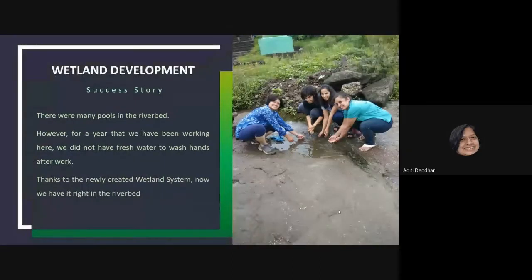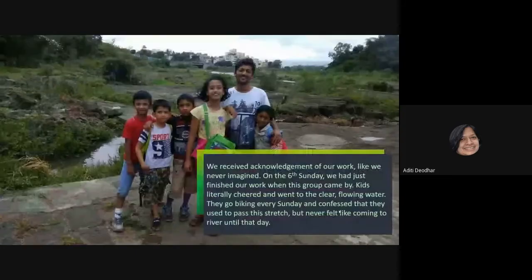When we started our work here, after we finished that Sunday's work, we had to go to the Gomukh to wash our hands, because a lot of water was available in the riverbed, but it was stagnant for so many years and it was really dirty water. But that Sunday, when the flow first started from pool 1 into the other pools, that was the first time we could get this fresh flowing water right in the riverbed. And that was a nice feeling actually.